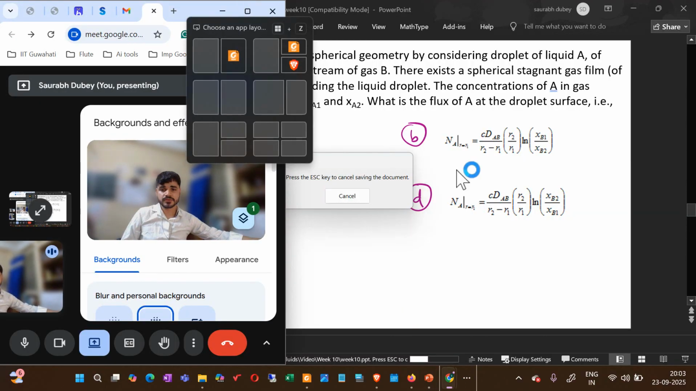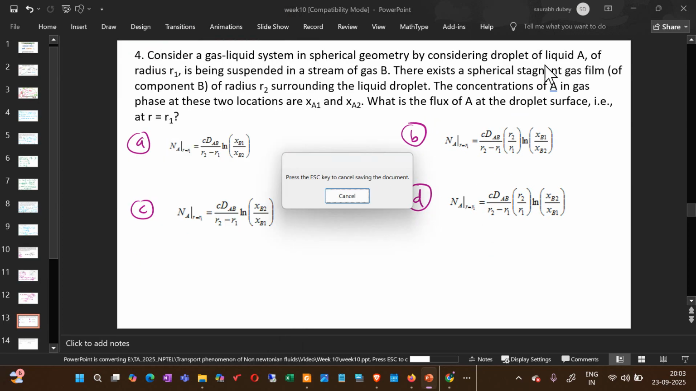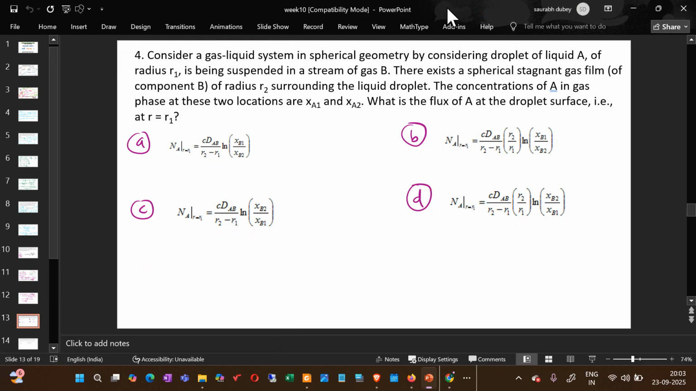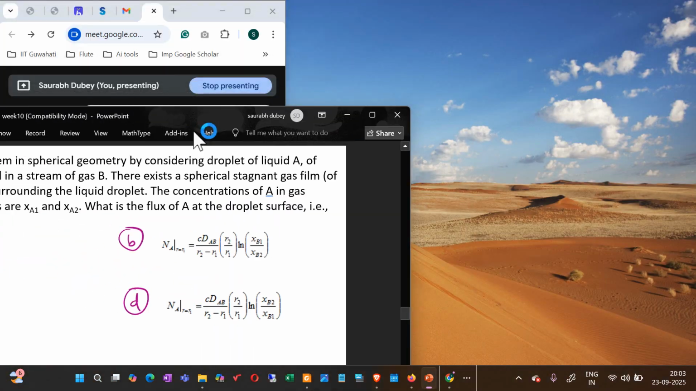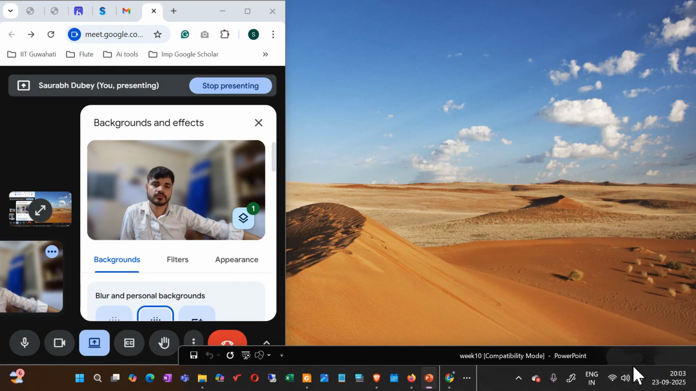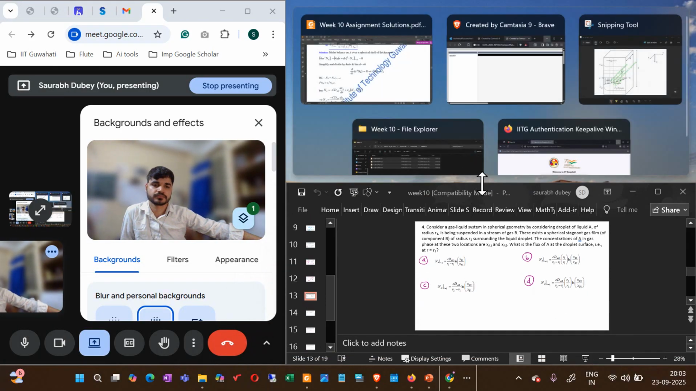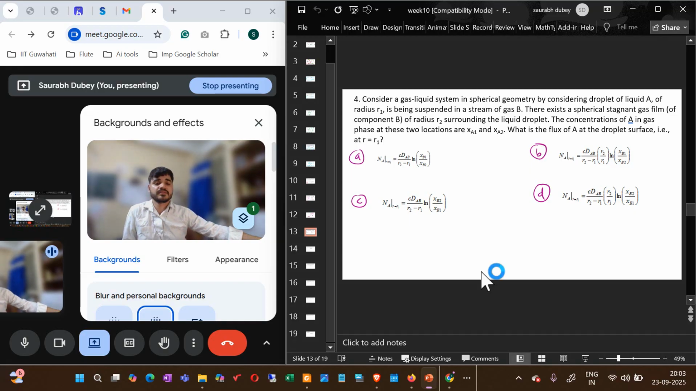This question is very similar to the standard problem based on the basic definition of Fick's law. The basic definition is the same; just the geometry is different. Here you have this spherical geometry, right?